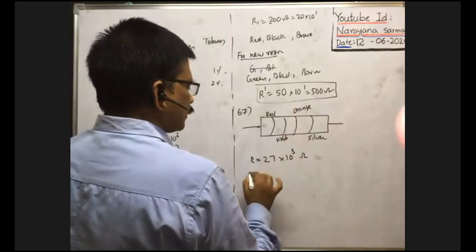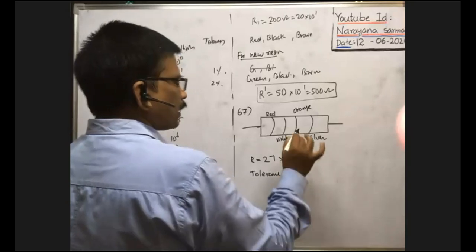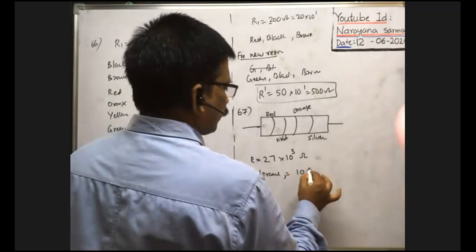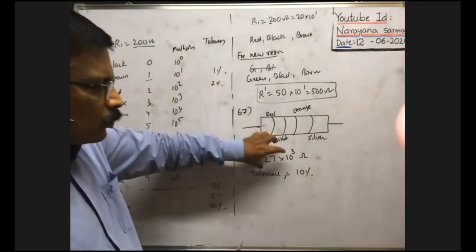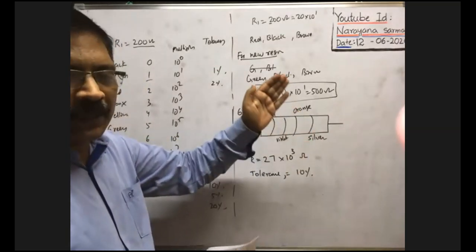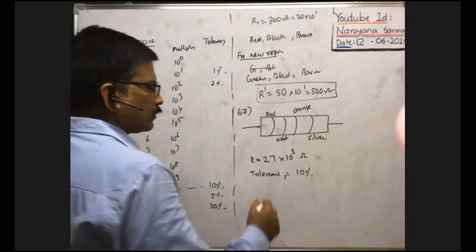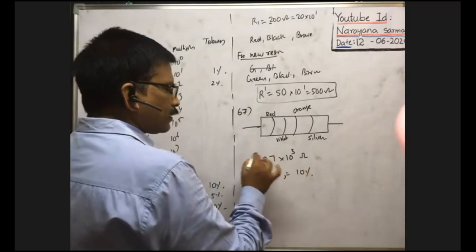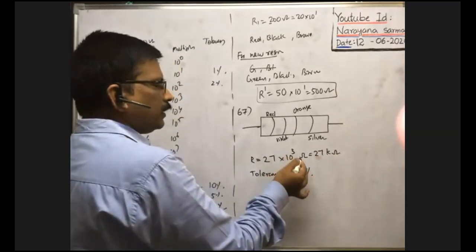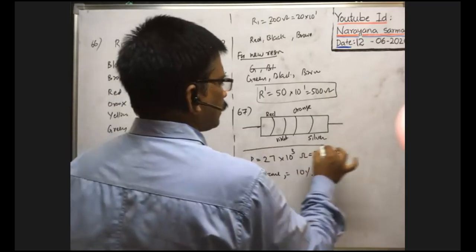Next, tolerance. The last colored band represents tolerance. What is the percentage of tolerance? Silver. For silver, 10% is there. That's why the tolerance is 10%. Tolerance 10% means the total resistance is 10% more or less based on the atmospheric temperature at that time. Okay, that's why plus or minus 10% we have to write. So this is the resistance and this is the tolerance. This can be written as 27 kilo ohm, no? Because 10 to the power of 3 means kilo ohm. That's why 27 kilo ohm and 10% tolerance. This is the answer.